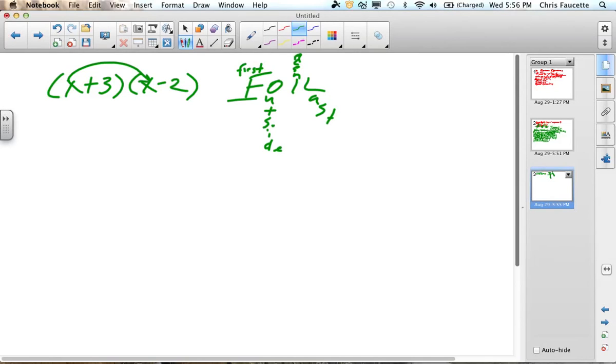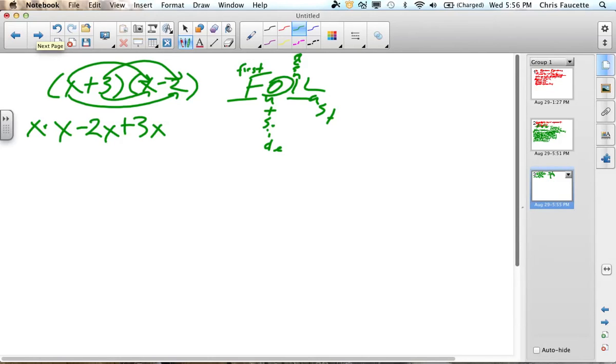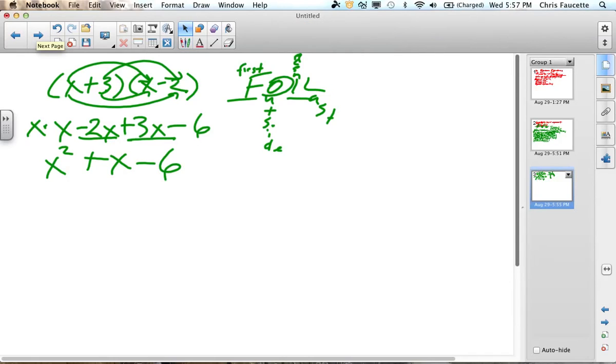So you get x times x. Those are my two first ones. Then we do the outside, which is going to be x times a negative 2, minus 2x. Then I do the inside terms, plus 3x. And then I do my last terms, which will be minus 6, 3 times 2. I come in and do this, I've got x squared minus 2x plus 3x minus 6.